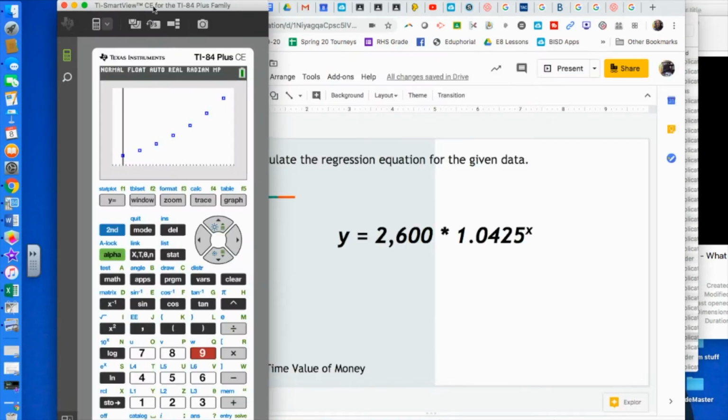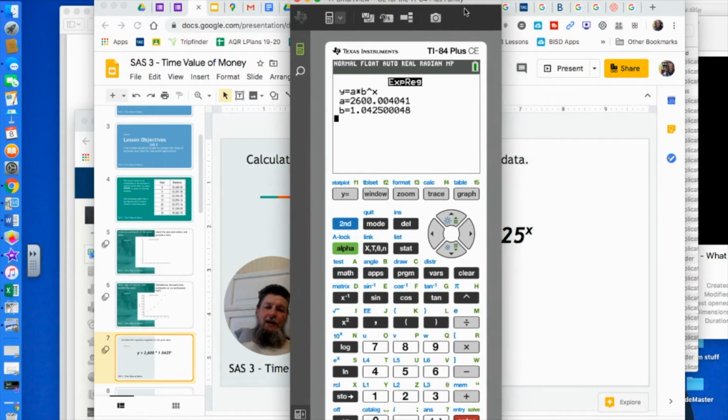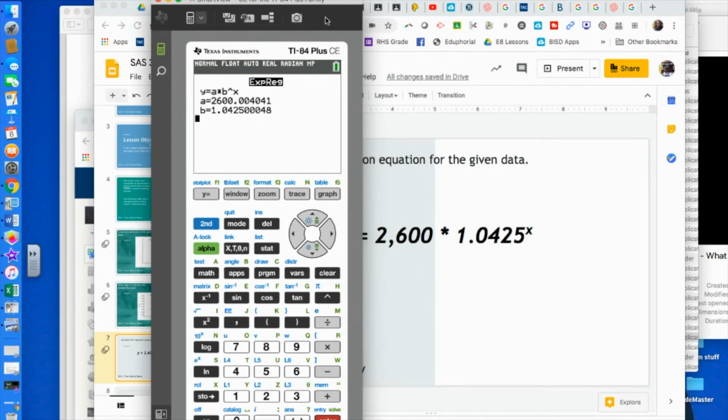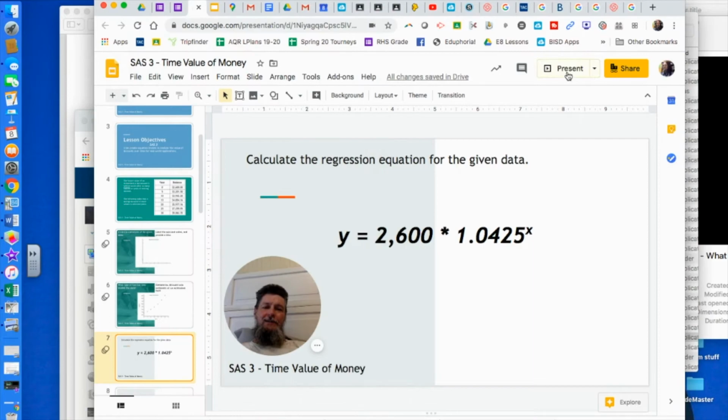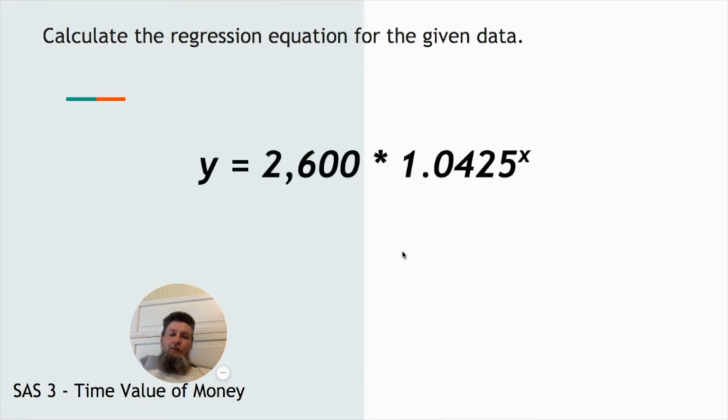Okay, so let's go back to our calculator. Stat, and then we're going to go to CALC. We know it's exponential, so we're going to scroll down, or up if you want to, to exponential regression. Okay, and we'll hit enter. L1 and L2 is our list, and we're going to calculate, and it comes out with 2,600 as our A and 1.0425 as our B. And guess what? That's exactly what it says here. The regression equation for the function is y equals 2,600 times 1.0425 to the x.